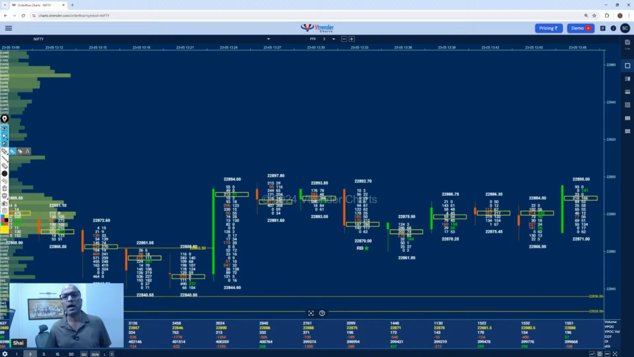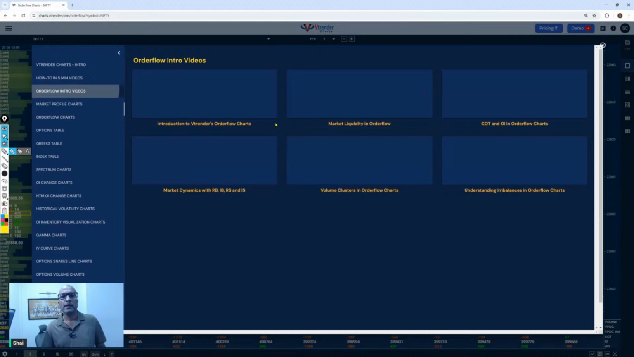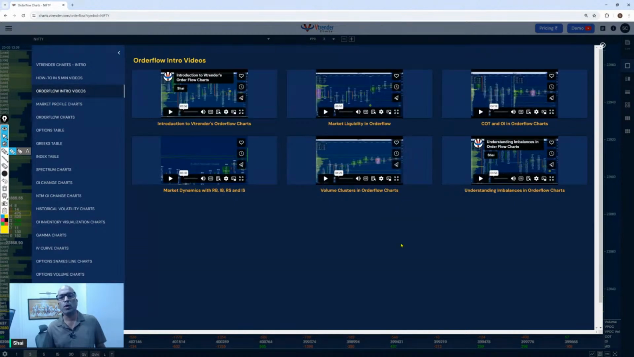We spoke about large lot traders. We spoke about the rule of 10 bars. I want to re-emphasize the importance of order flow not being one of these things. Order flow is a sum total of 5 different things: the market liquidity, the COT and the open interest, the market dynamics, RB, IB, RS, and IS, the presence of volume clusters and imbalances in order flow.